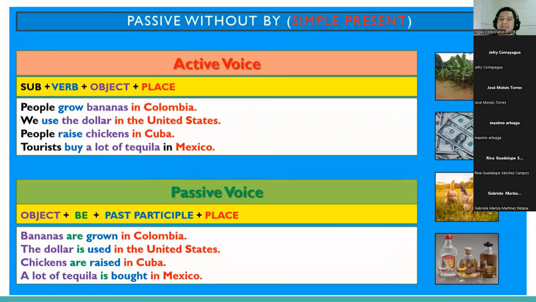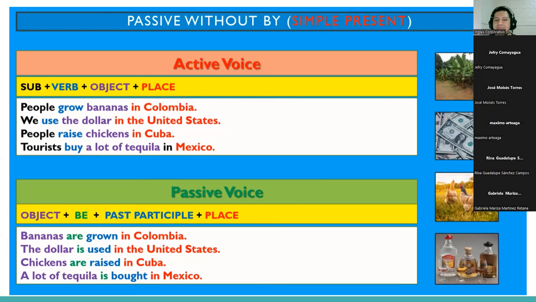Over there, you will see the formula, right? Subject in black, verb, object, and a place. That would be like a complement, right? We don't have the doer. And all of these are in active voice. We just have the subject, verb, object, and place. We need to have an object, as you remember, to create the passive voice. Let's see, Jeffrey, can you read the sentences, please?